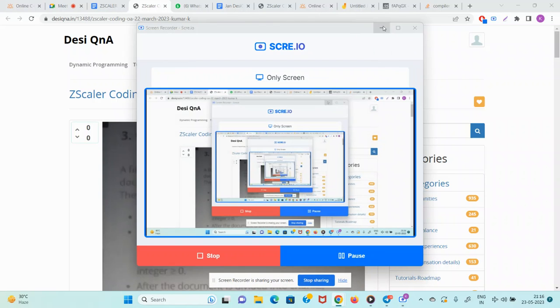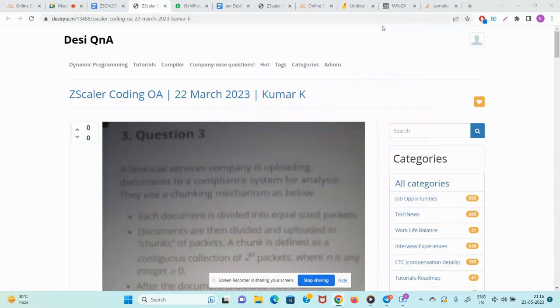So guys, in today's session, we are going to solve this ZScaler OA problem. Okay, it is very interesting. What is the question saying?